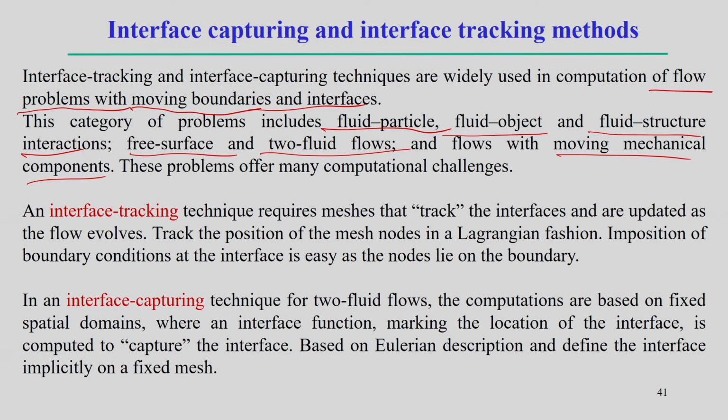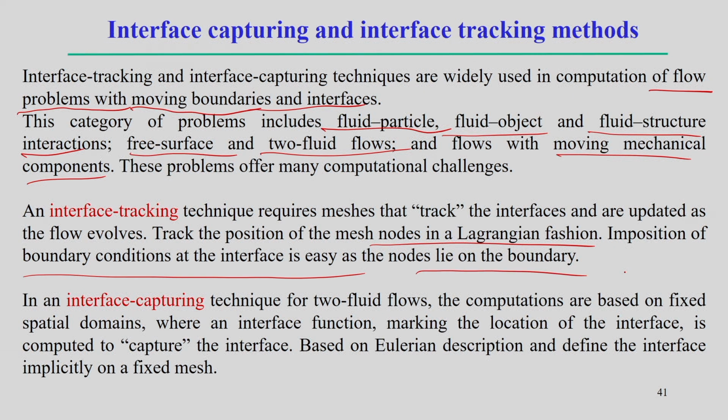In those cases we need to look into the situation of the interface. Now, from the mathematical point of view, or the analysis of the finite element method, the interface tracking technique requires meshes that track the interfaces. So, to track the interfaces, we either conform the mesh and update it as the flow evolves, tracking the position of the mesh nodes in a Lagrangian fashion, and then imposition of the boundary condition will be easy in that case because nodes lie on the interface.